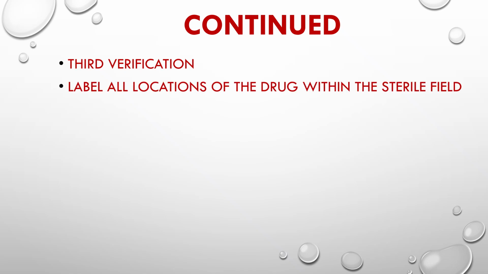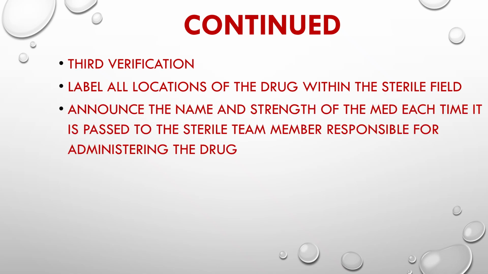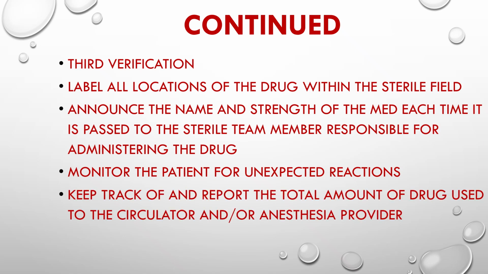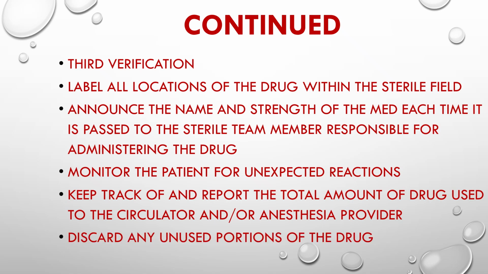They're the ones labeling everything. So even if a drug is going from a vial to a syringe and then to the patient, that syringe needs to be labeled. Also, they're going to announce the name and strength of the medication every time that it gets passed, and monitor the patient for any unexpected reactions. And finally, keeping track and reporting on the total amount of the drug used so the circulator can document that, and then discarding any unused portions.